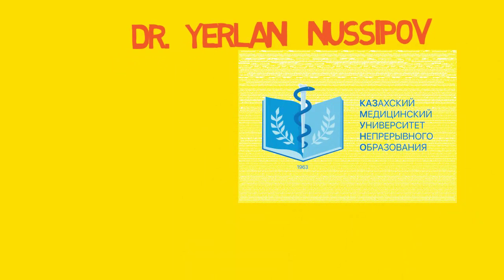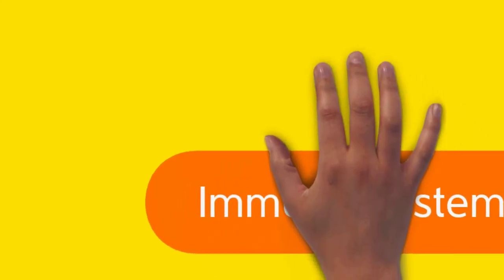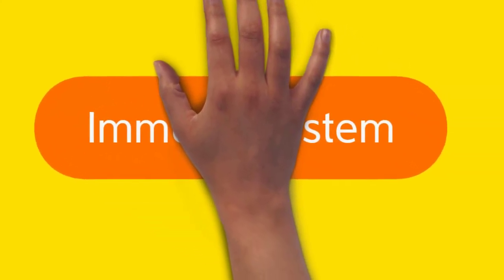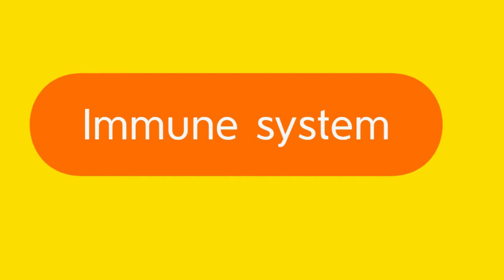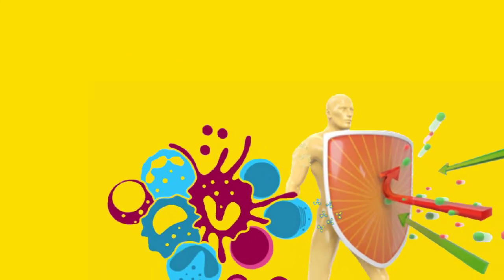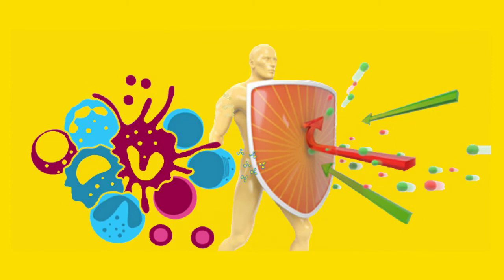I want to talk about violation in the immune system. In this part, I will remind you of the structure of the immune system and its function. What is the immune system? Our immune system is our body's defense against infection and other harmful invaders.